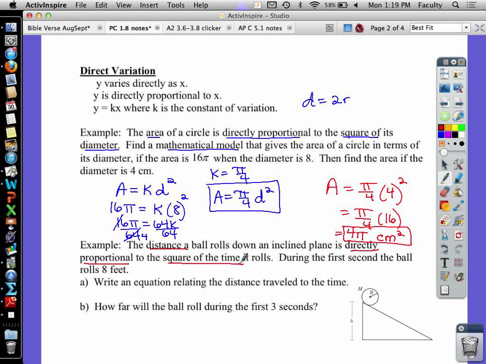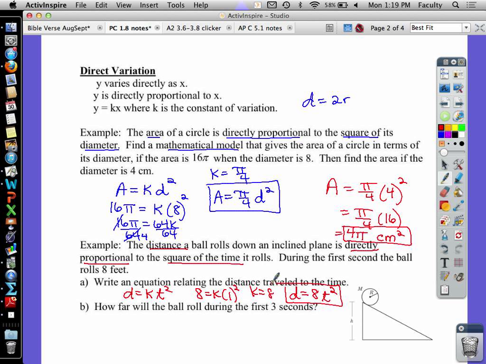Stephanie, you think you got it? D equals k t squared. Good job. Okay? Distance is directly proportional, so d equals k t squared. Now it says during the first second the ball rolls 8 feet. So 8 equals k times 1 squared. So k is 8. So my equation that relates time and distance would be d equals 8t squared.